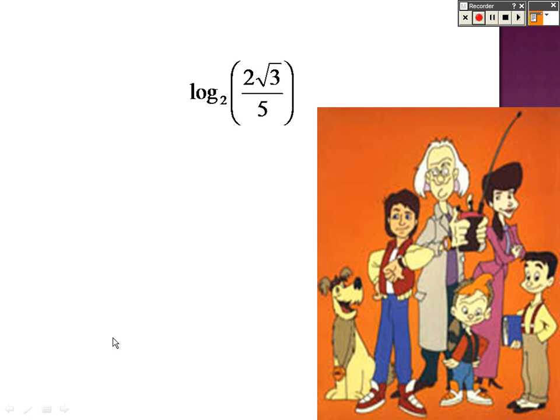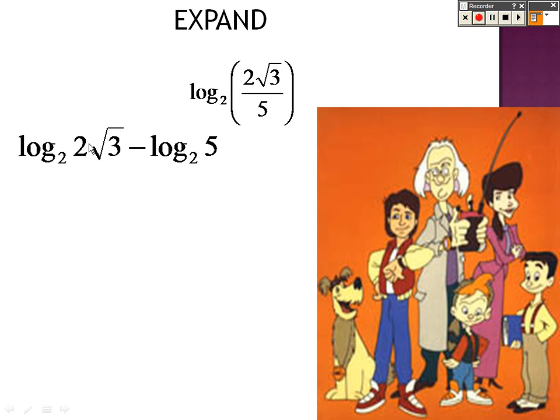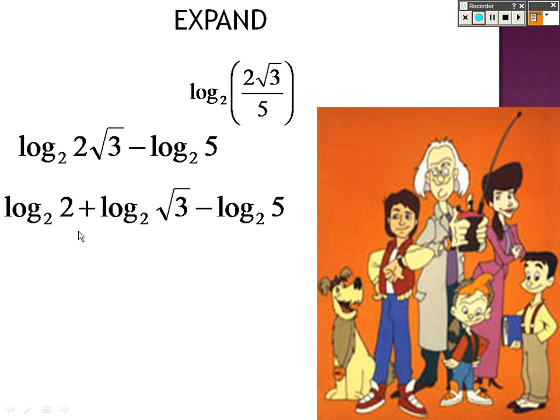Now we're expanding. So with expanding, you want to do division first. So I'm going to realize that that's subtraction. So I get log base 2 of 2 root 3 minus log base 2 of 5. That's done. But this, there's two numbers. So that's a number and that's a number. So I can separate those because it's multiplication with addition. That I can simplify to a 1 because it's log base 2 of 2. So that'll simplify to 1.